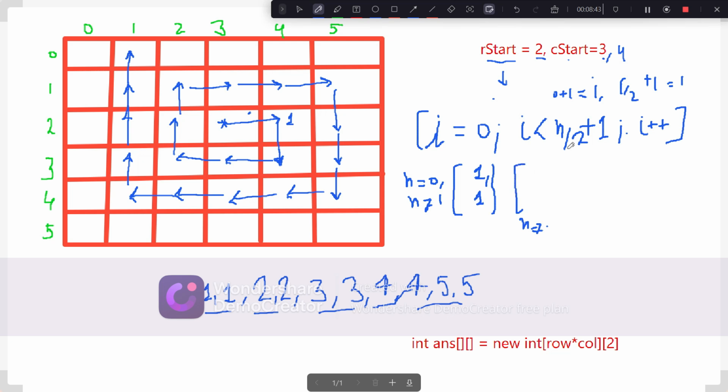So n equal to 2, what is this value? This would be 2 by 2 plus 1, so basically its value would be 2. So it would run 0 and 1, so 2 times. For n equal to 2, it can run 2 times.